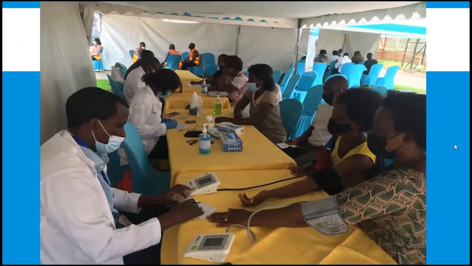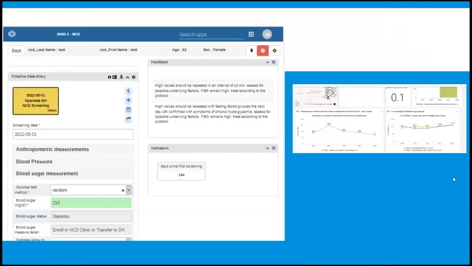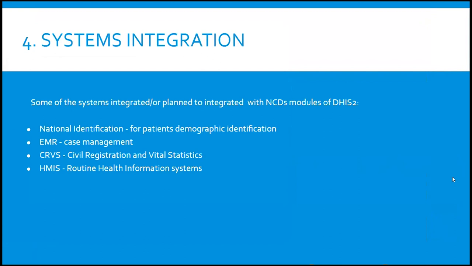This is one of the pictures taken during the screening activity. This is one of the screenshots taken from the system. On the other side, you will see the dashboards. This is about the system integration: some of the systems that have been integrated to enable the management of NCD records.